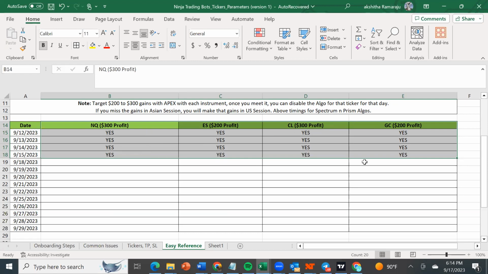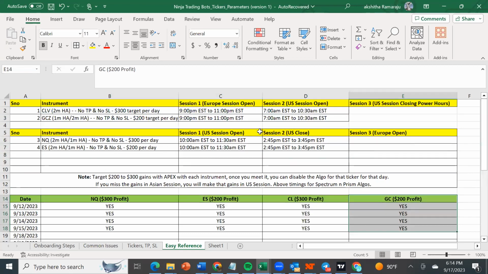In anticipation of making huge money, there are many members who are losing money. They make it and then lose it trying to get more and more. But if we just target $300 on NQ each day, $200 on ES, $300 on CL, and $200 on GC each and every day. For example, if from 9 p.m. to 11 p.m. I make my $200 on crude oil or on GC, then I don't need to run it again in the next session.